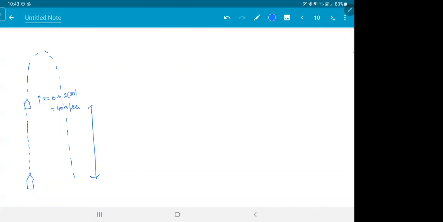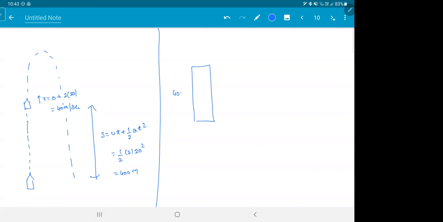The height when the rocket's engine shuts off: s is ut plus half at square, u is 0. So half into 2 into 20 square, 400 meters. That means the rocket is at a height of 400 meters when the engine shuts off and it has a speed of 40 meters per second. Then this question is quite similar to: you have a building of height 400 meters and someone throws a ball up with 40 meters per second. Can you see the resemblance?